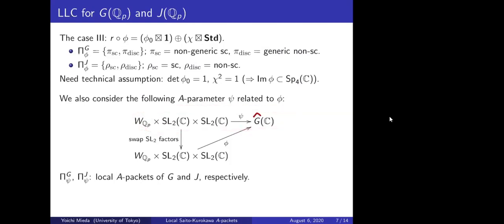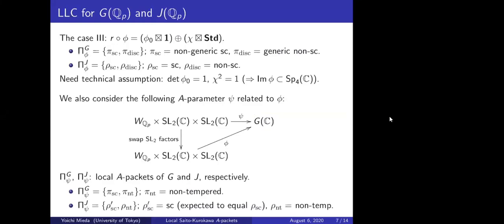This is a parameter. And here I will consider a very particular A-parameter which is strongly related to this phi. So we have this phi. By extending trivially on the second SL2 factor, and by composing with the map swapping these two SL2 factors, we get an A-parameter psi. And to this A-parameter psi, we can attach local A-packets of G and J respectively. And I will write pi psi G and pi psi J for them.